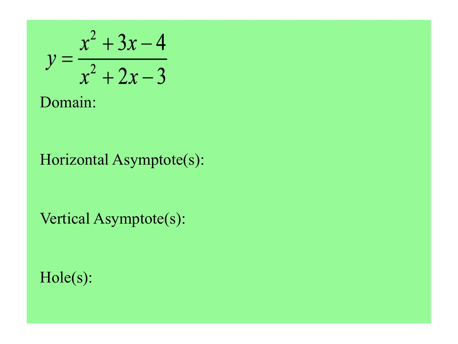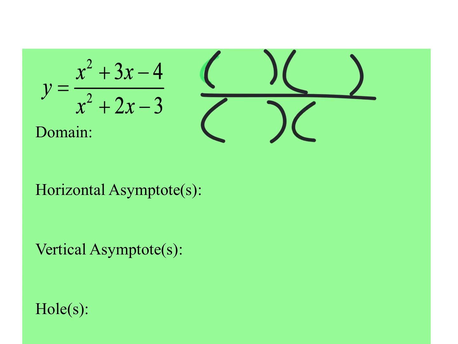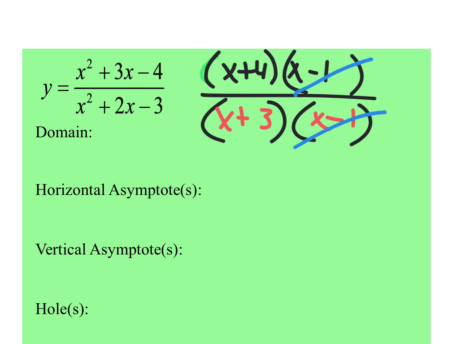Here we go. Let's start by factoring. If you can factor, you should. Hakan, can you factor the top? Yeah, you get x plus 4, x minus 1. I agree. How about the bottom? X plus 3, x minus 1. What was the thing that was going to cancel then? X minus 1. Immediately creates a hole. The hole is at 1.